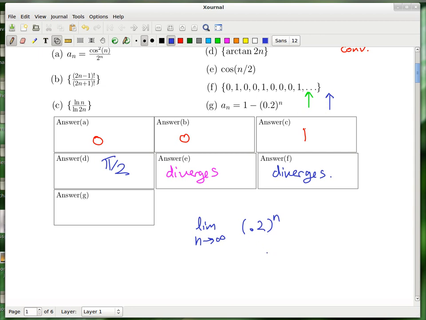Then you're going to end up with nothing, right? This is 0. And so what happens to G as n goes to infinity is that this 1 gets left alone, and this part goes to 0, and so the answer is 1. Okay, so that's the whole deal. That's the end of number 1.